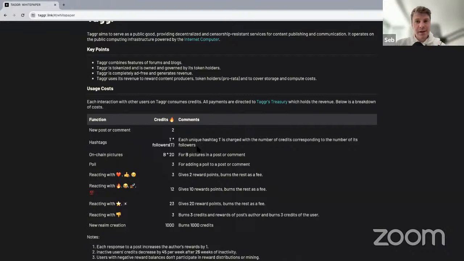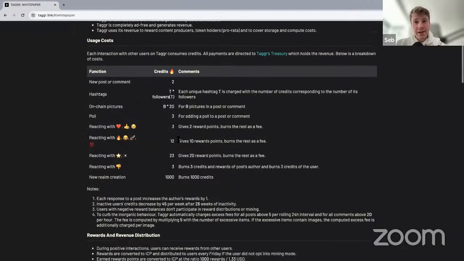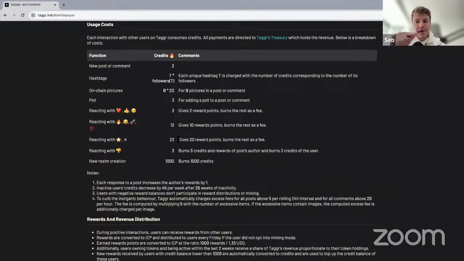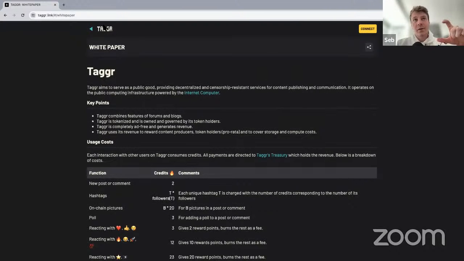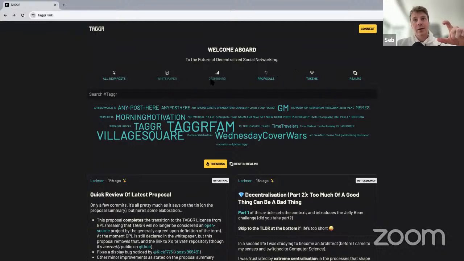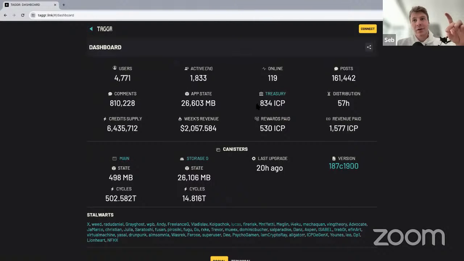What I've done is that there is an entire white paper that explains when you receive rewards and when you lose rewards. So it's like a game, basically, where the entire treasury of the application, and we can take a look at the dashboard, the entire treasury of the application is regularly distributed to the best users, and how the best users are defined is up to the DAO of Tiger and also to this white paper.